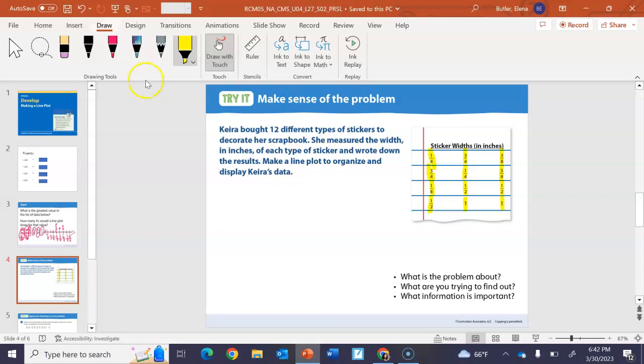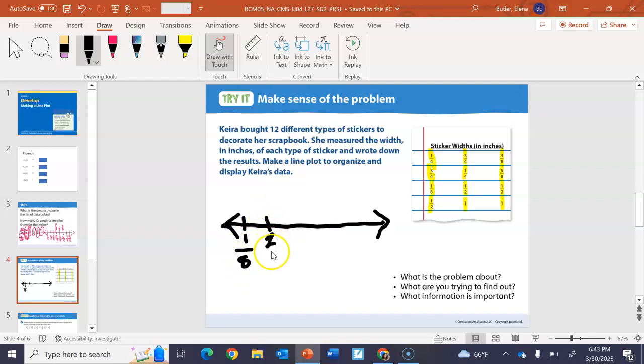All right, Miss Butler is back. So you can make a line plot on your paper. And like I said, you should write it out in eighths because that is your smallest unit. We have an eighth right here, an eighth right here, and an eighth right here. So I'm going to start with 1/8. And before I start plotting any points, I'm going to make sure I write all of my data points first. And then 2/8. And then 3/8. And then 4/8.